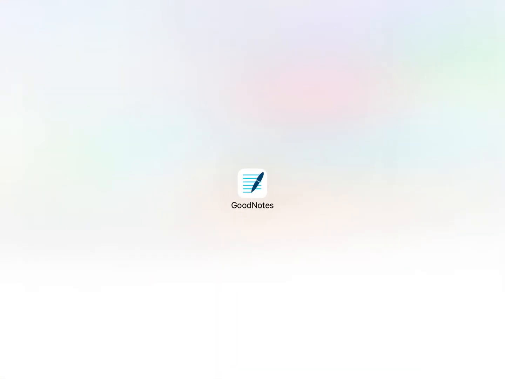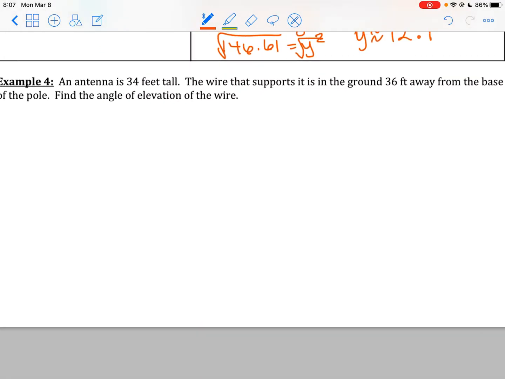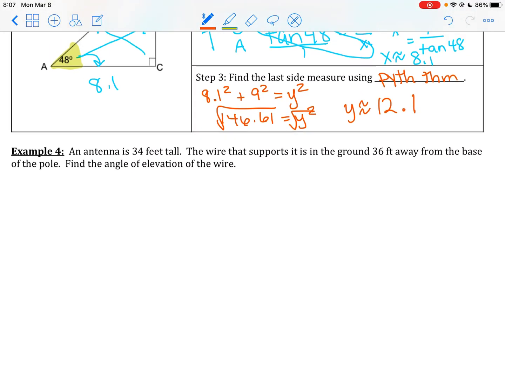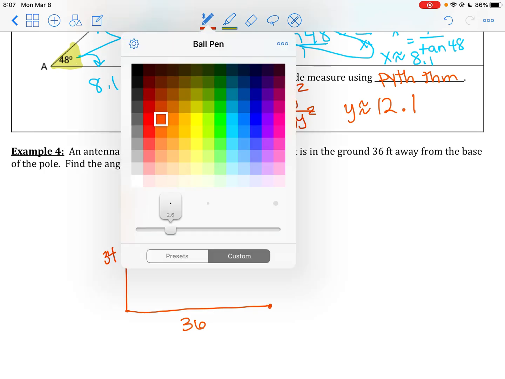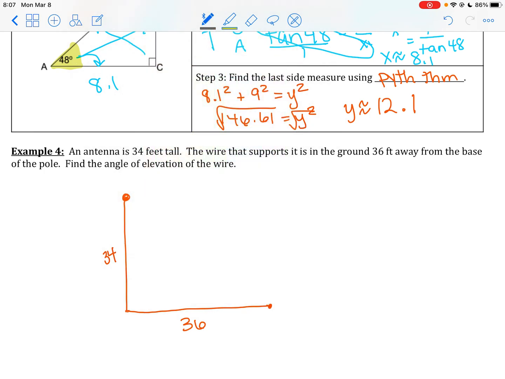All right, for this last one, let's look at this word problem and draw a diagram to help us set it up. This one says an antenna is 34 feet tall. So I'm going to draw an antenna. Here's an antenna, and it is 34 feet tall. The wire that supports it is in the ground 36 feet away from the base of the pole. So 36 feet away from the base of a pole is where the wire goes into the ground.